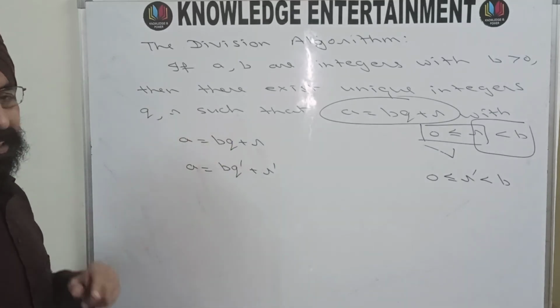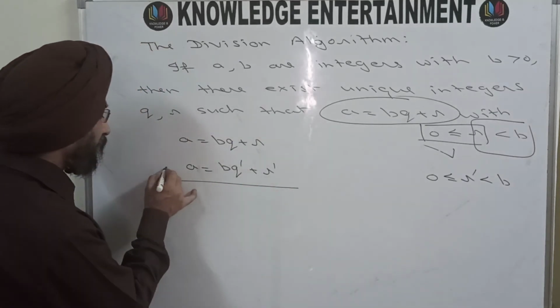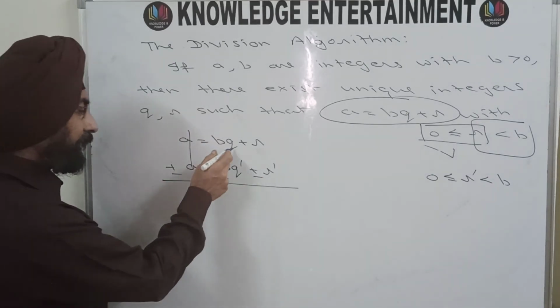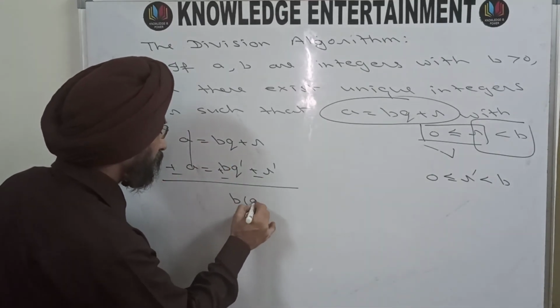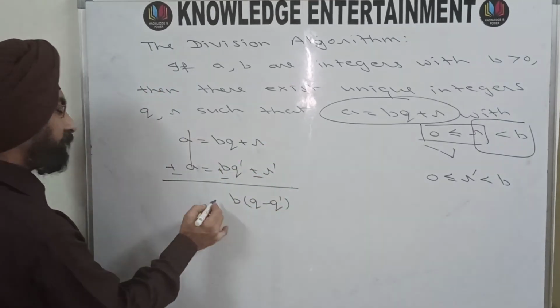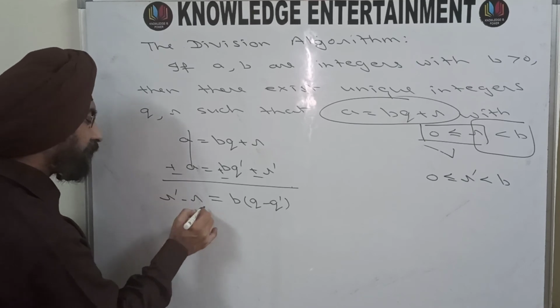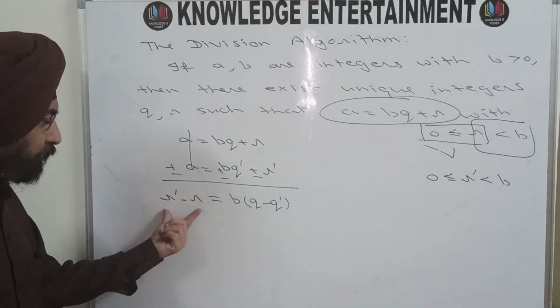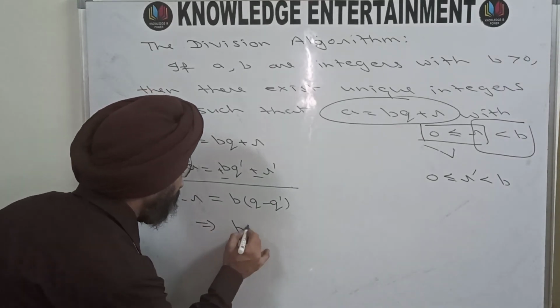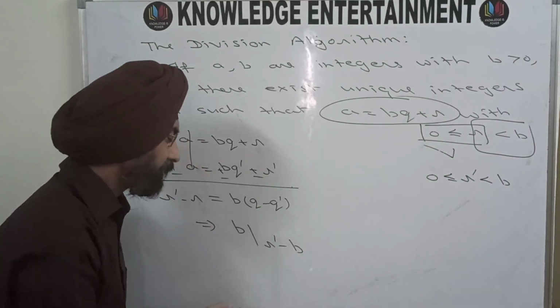Now subtract these two. Subtracting, A will be cancelled out. Here you will get B times Q minus Q dash, and take this R minus R dash to the left hand side. You will get R dash minus R. R dash minus R is B times something. So this means B divides R dash minus R.